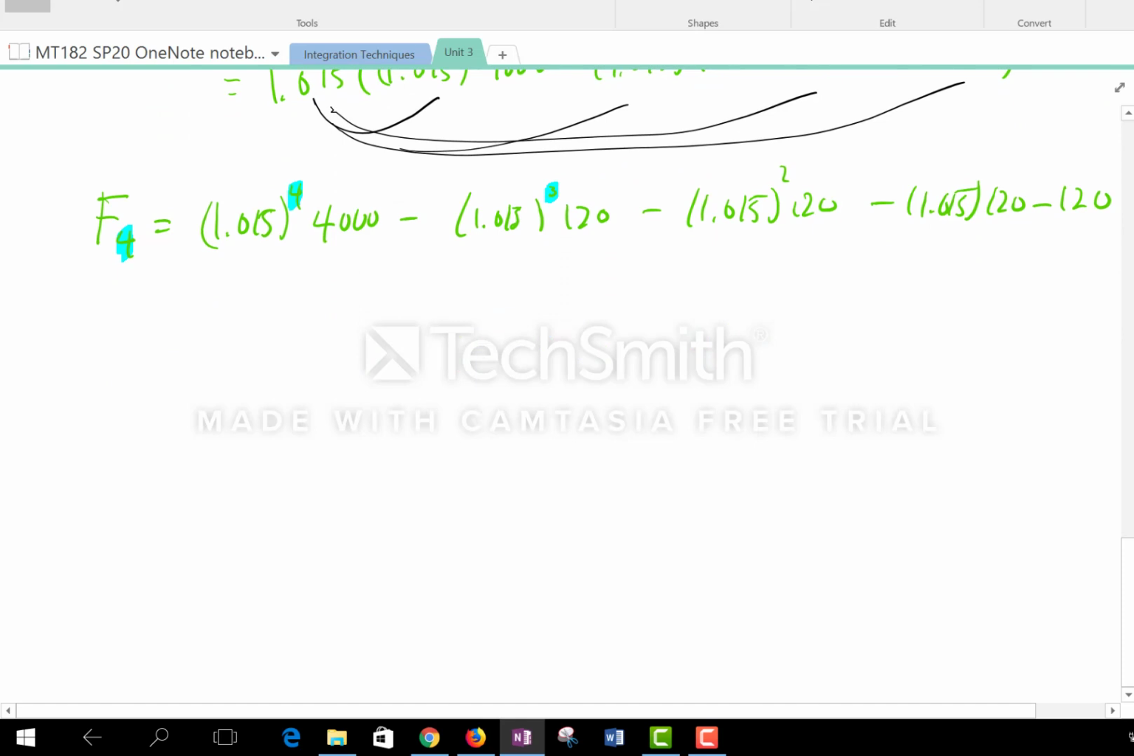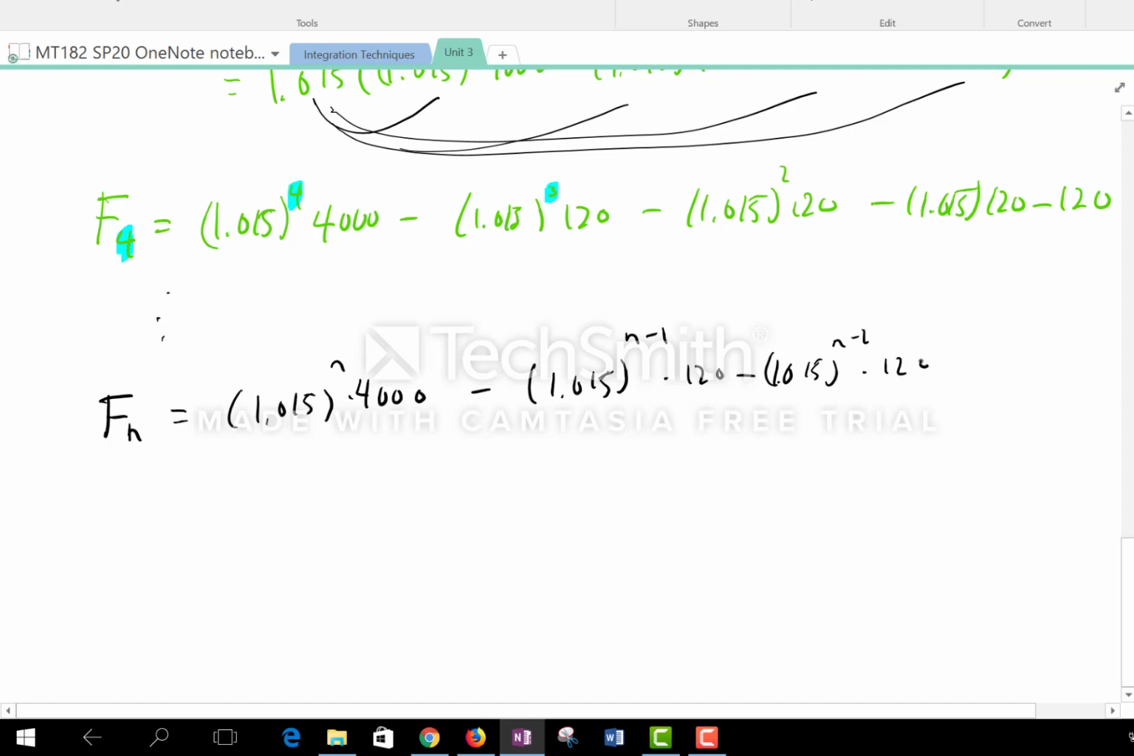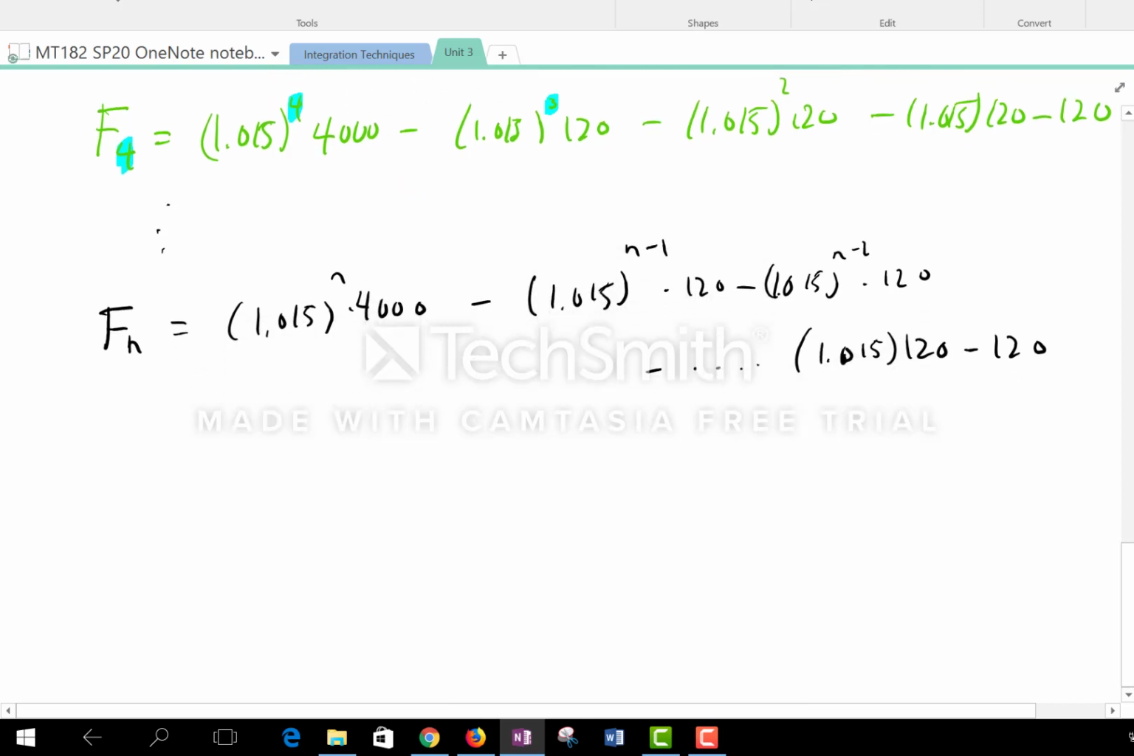So let's write down what we would expect to get if we did this again and again and again. What would we expect to get after the nth step? It'll be 1.015 to the nth power times 4,000 minus 1.015 to the n minus first power times 120, minus the 1 less power times 120, and then we would keep on subtracting all the way down to 1.015 times 120 minus 120. Okay, now there's our formula.